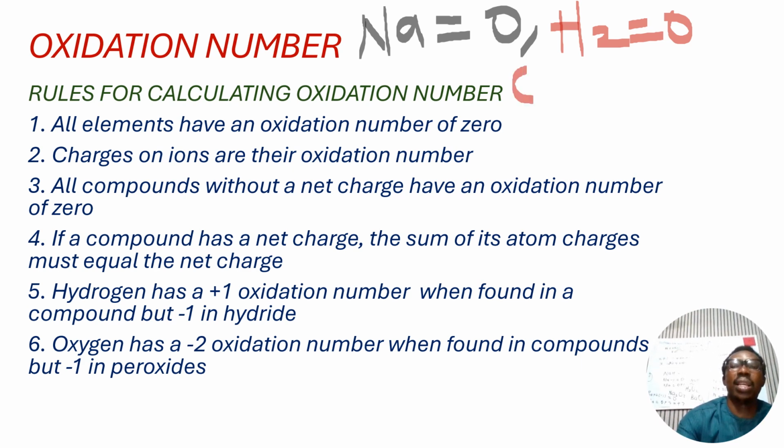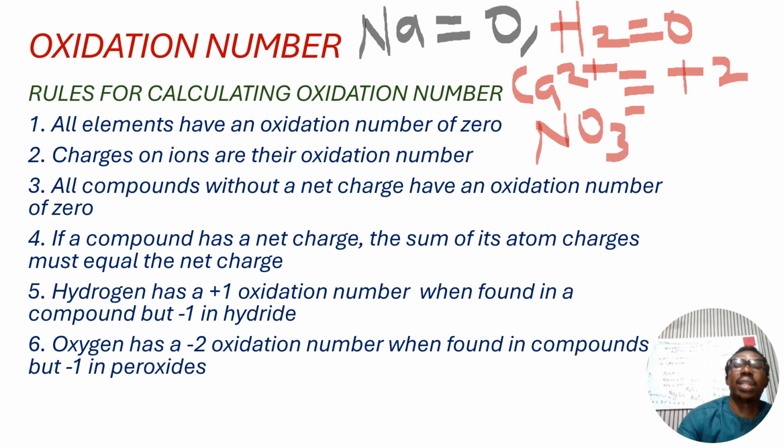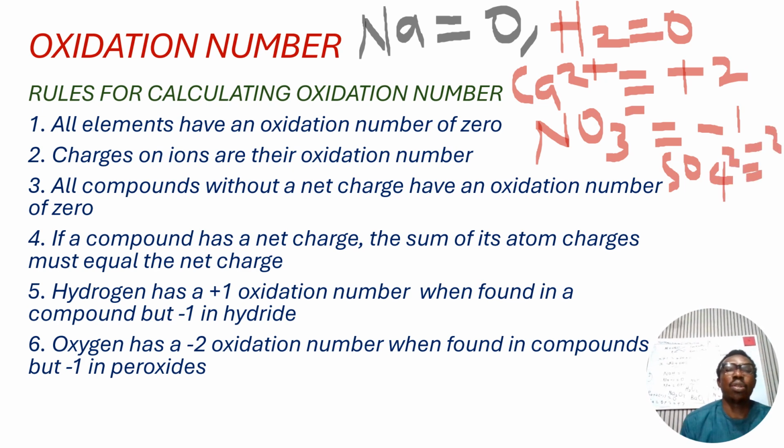So if I have Ca2+, the oxidation number of calcium here is equal to +2. If I have NO3-, the oxidation number of the nitrate ion here is equal to -1. If I have SO4 2-, the oxidation number here is equal to what? -2. So the charges on ions are their oxidation number.